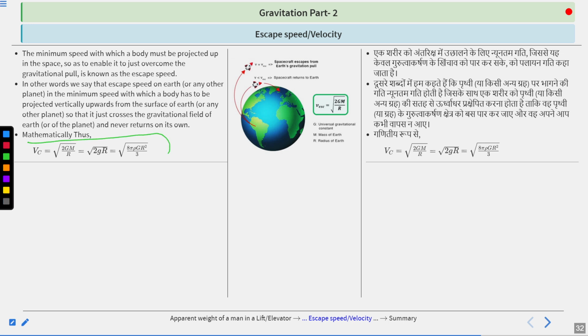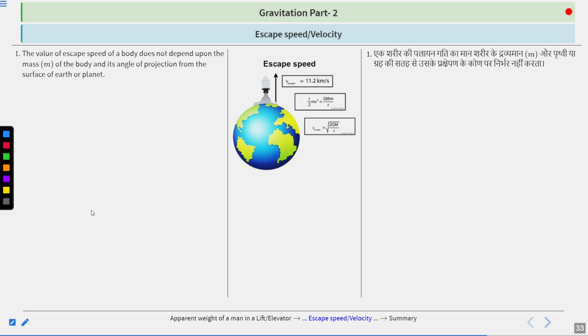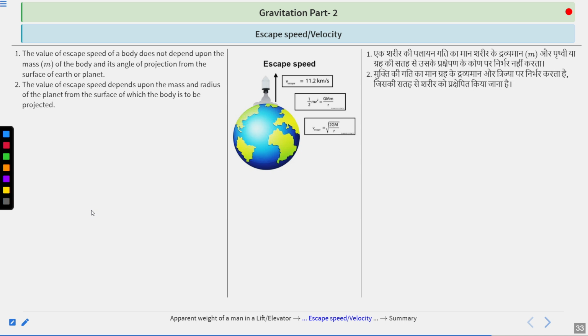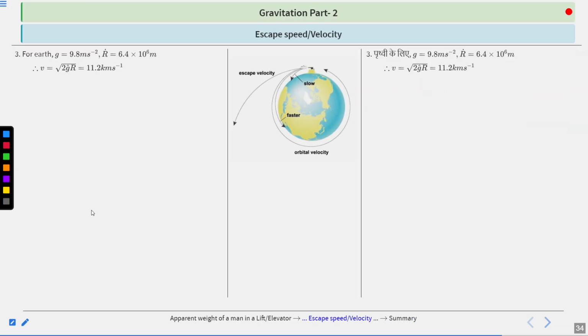Mathematically, it is represented here as you can see. The value of escape speed of a body does not depend upon the mass of the body or the angle of projection from the surface of the Earth or planet. It depends upon the mass and radius of the planet from the surface of which the body is projected. Clearly, the escape speed will be different for different planets. For Earth, g is 9.8 meters per second squared and the radius is 6.4 × 10^6 meters, so it will be nearly 11.2 kilometers per second.